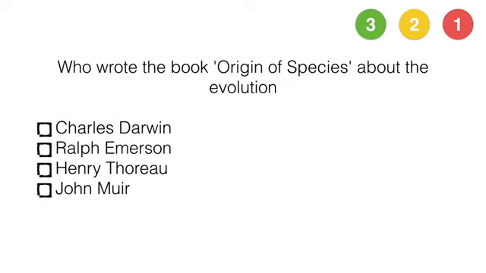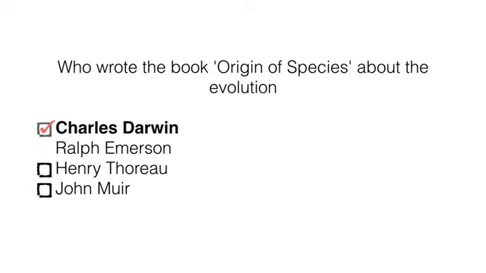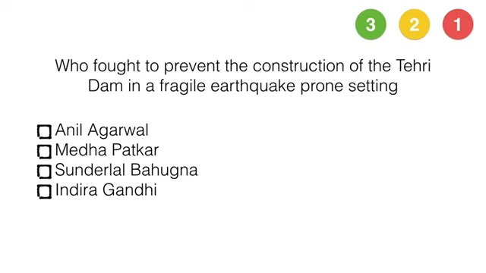Who wrote the book Origin of Species about the evolution? Charles Darwin, Ralph Emerson, Henry Thoreau, John Muir. Who fought to prevent the construction of the Tehri Dam in the fragile earthquake-prone settings? Anil Agrawal, Medha Patkar, Sundarlal Bahuguna, Indira Gandhi.